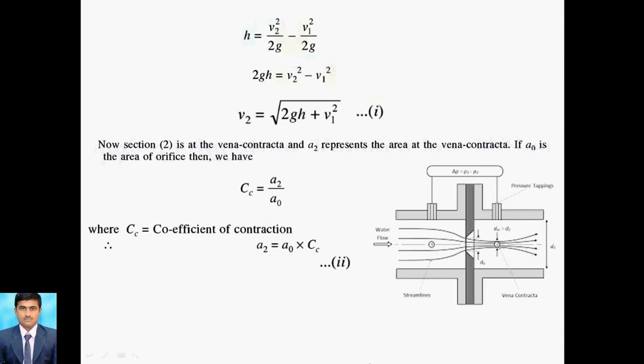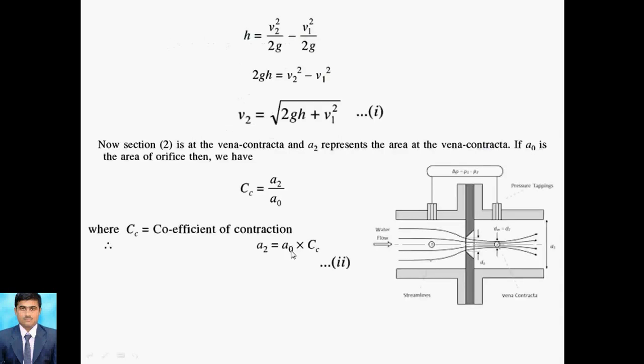Here equation 1 and equation 2 we get after this. First of all, we discuss the continuity equation A1 V1 is equal to A2 V2. After that, V1 is equal to A2 by A1 into V2, and we use this instead of A2. Instead of A2 we can put A0 Cc, because already mentioned, A2 is equal to A0 into Cc. So after transformation, we get the value of A2 is equal to A0 Cc.